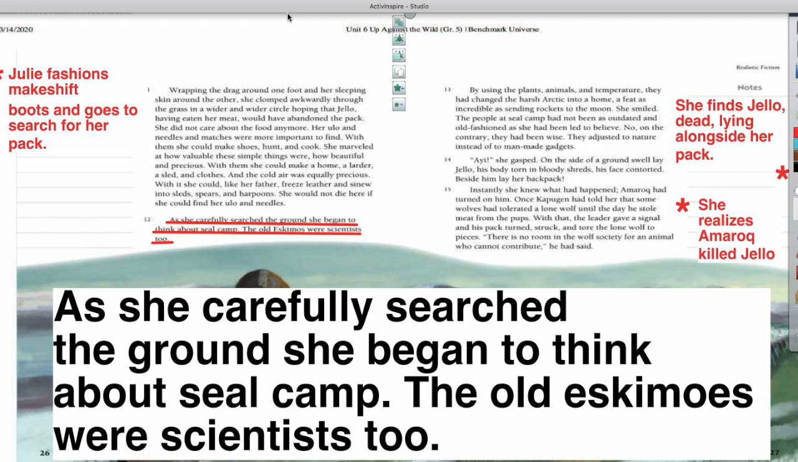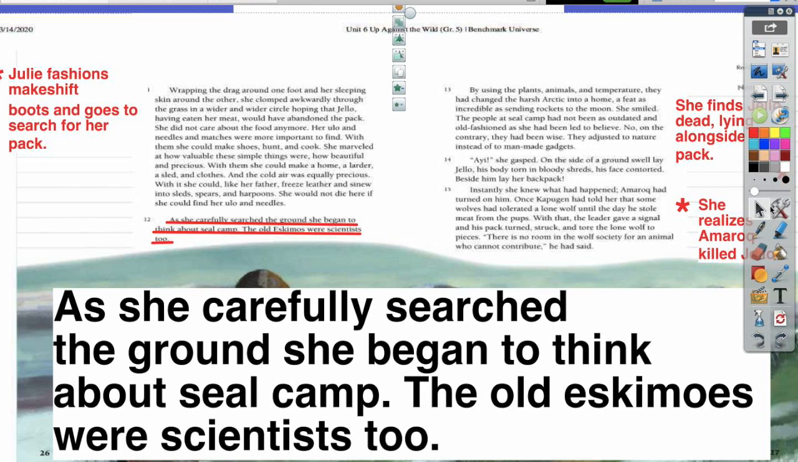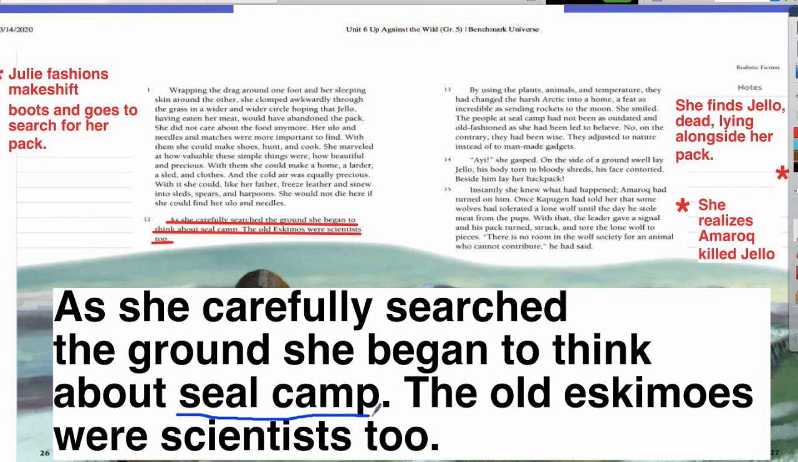As she carefully searched the ground, she began to think about Seal Camp. I really started thinking about that Seal Camp. We know that Julie has run away. That's some background knowledge we have. So now I'm making an inference that she ran away from this place that was maybe called Seal Camp.